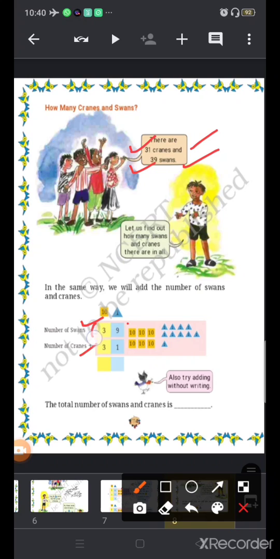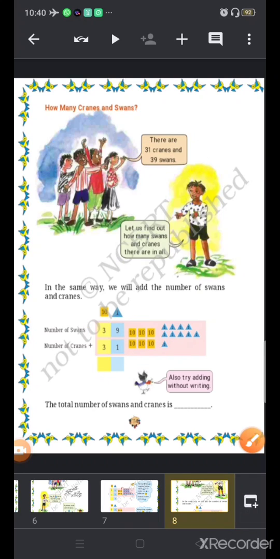In 39, 3 shows the group of 10. It means 3 ten cards. And 9 means loose cards for this 9 number. So it is showing the blue ones: 1, 2, 3, 4, 5, 6, 7, 8, 9. And down, what is written? How many cranes are there? 31. So again this 3 shows these yellow cards, and 1 is this blue card, isn't it?